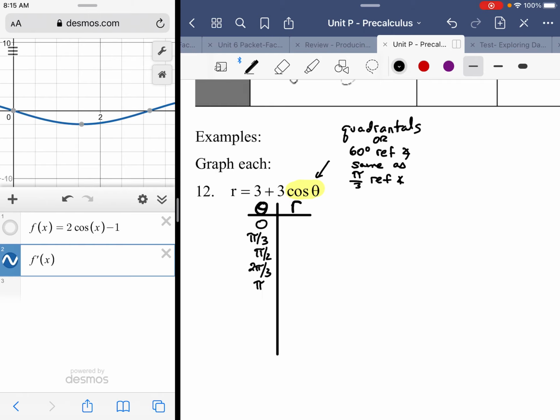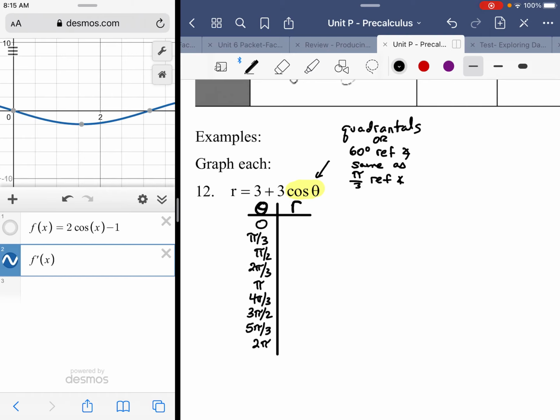All right, so pi over 2, 2 pi over 3, pi, 4 pi over 3, 3 pi over 2, 5 pi over 3, and 2 pi. All right, that's one full turn. If we need more, then we'll get more.